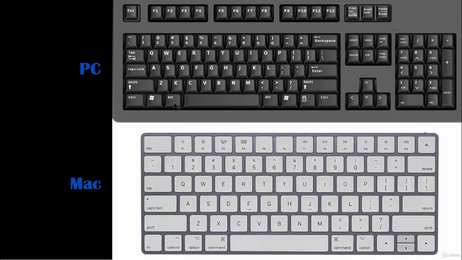The second one is Alt. Alt on a PC is the same as Option on a Mac. Okay, Alt on a PC, Option on a Mac. So if I tell you to hold down the Alt key and click your mouse, if you're on a Mac, you'll hold down the Option key and click your mouse. Okay, so that's the second tip for comparing the two keyboards. And then, fortunately, the Shift key is going to work the same on both.